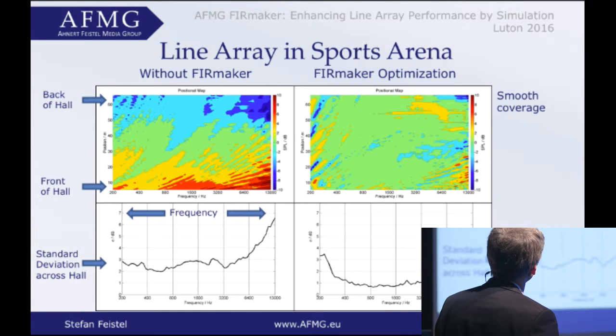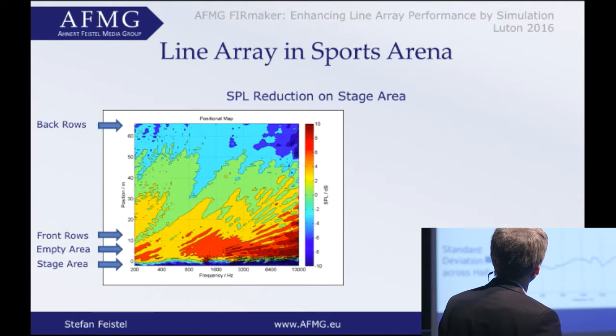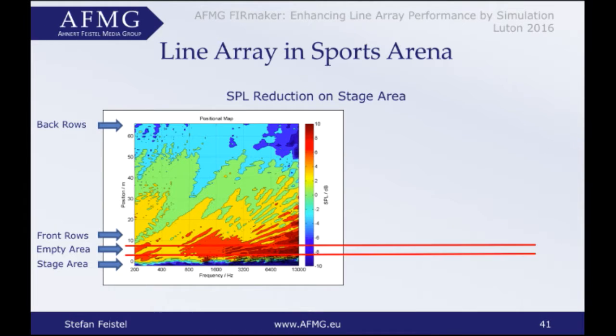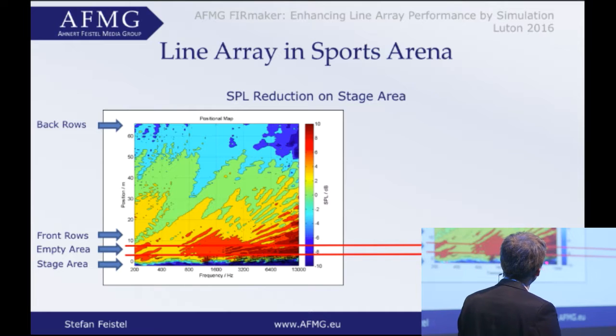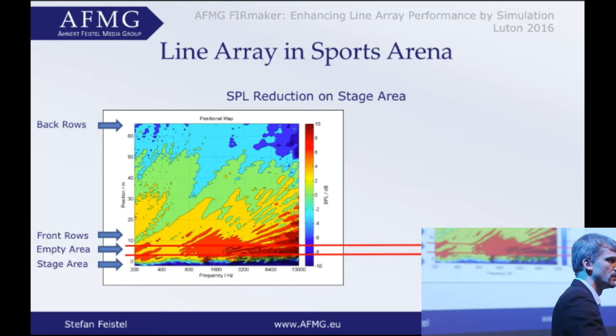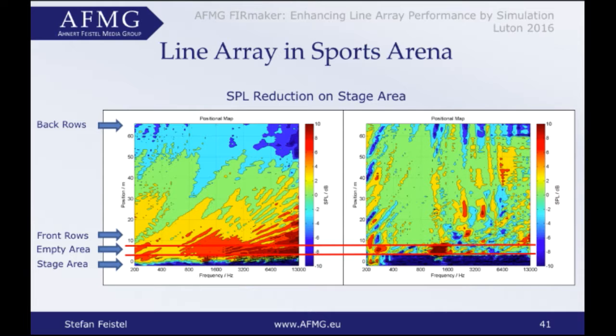And I've shown this, let me jump back very briefly. I've shown this here. So far we've only looked at this plot, yeah? But now we also look at this part of the coverage, and here's the defined stage area. Okay, so front rows, empty area, stage area. And what we want to do is get a smooth response here again, but we want to reduce the level on the stage as much as we can, let's say, very strong case here. And with FIRmaker, you can do that.